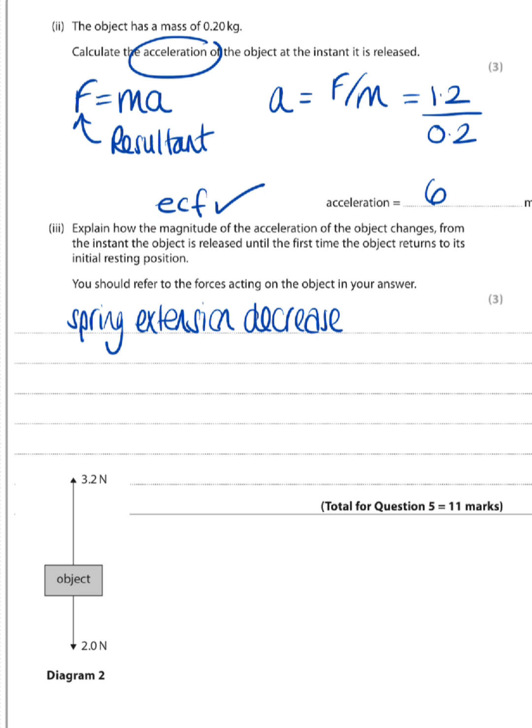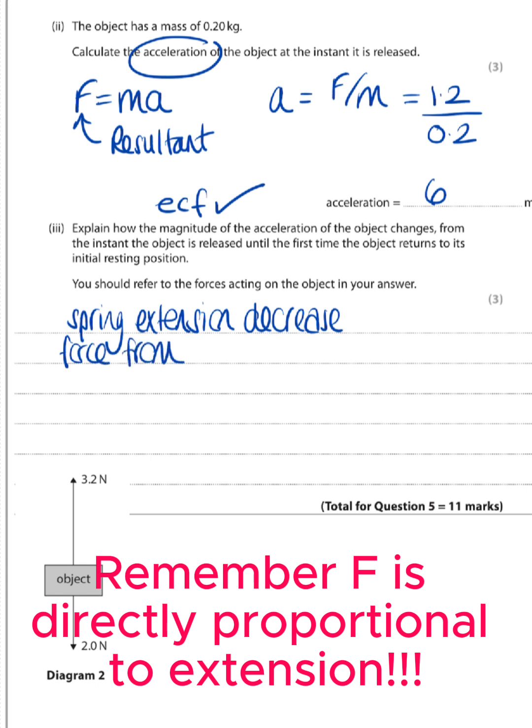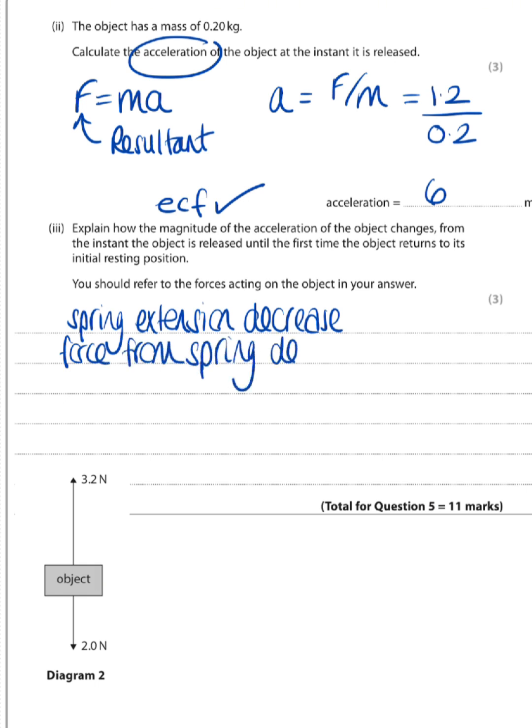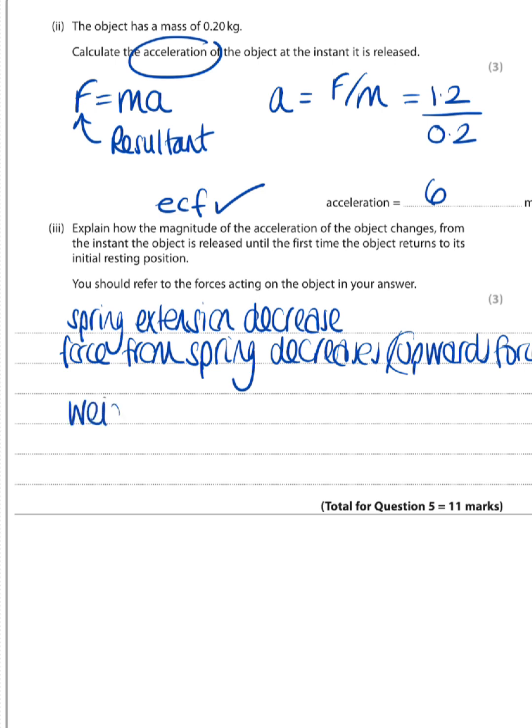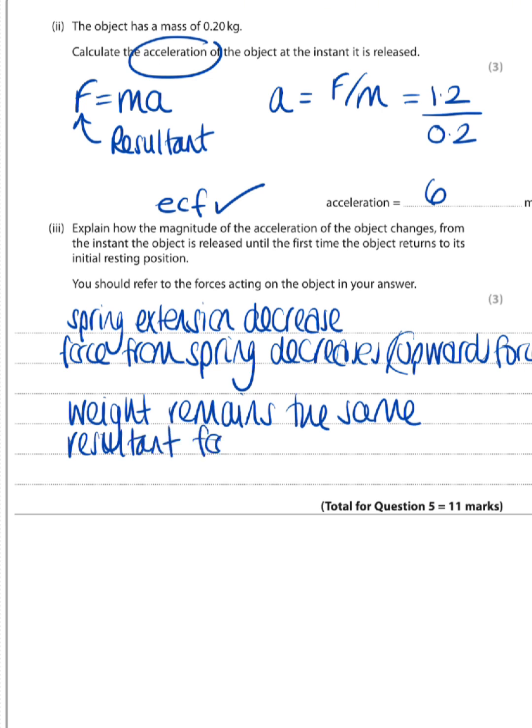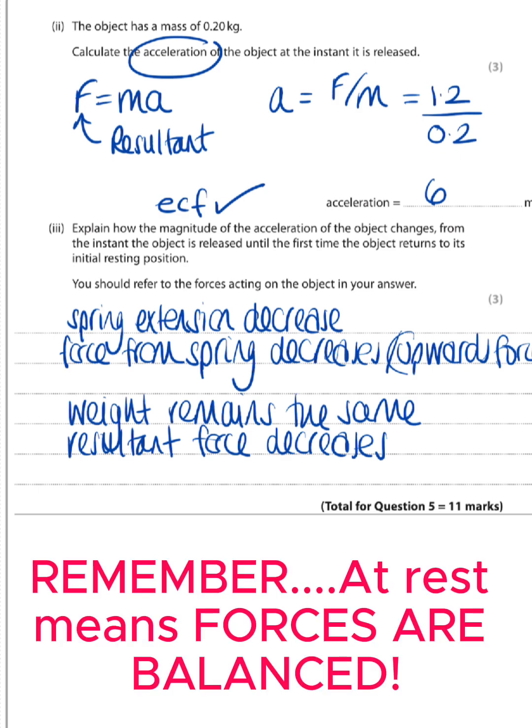What that means is if the spring's extension is decreasing, then the force from the spring is also going to decrease. So the force from the spring is going to decrease, or you can simply refer to the upwards force is going to decrease. But we know that the weight is going to remain exactly the same because the weight isn't changing. So the weight remains the same, and therefore if we have the same size force downwards but we have reduced the force upwards, what that means is that our resultant force is also going to decrease. And that decrease is going to happen to 0, at which point there will be no acceleration.